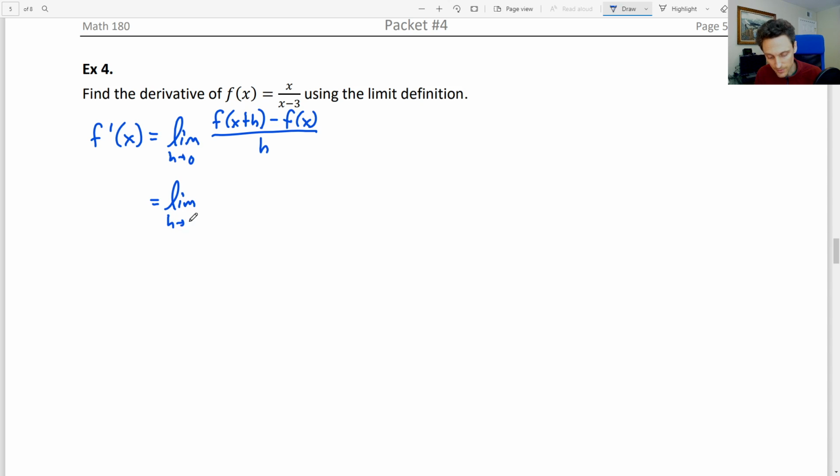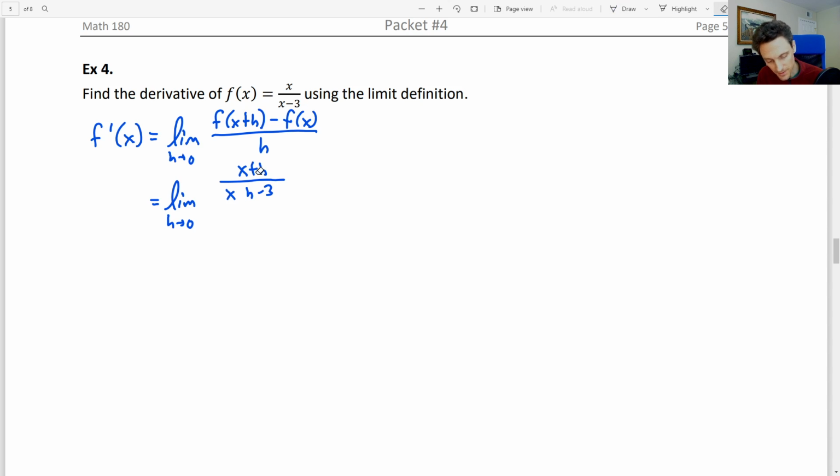so let's jump into plugging in x plus h into the function. Now remember that every single x gets replaced with an x plus h. So this will turn into x plus h over, and then this x gets replaced with an x plus h, and then we copy down the minus 3.